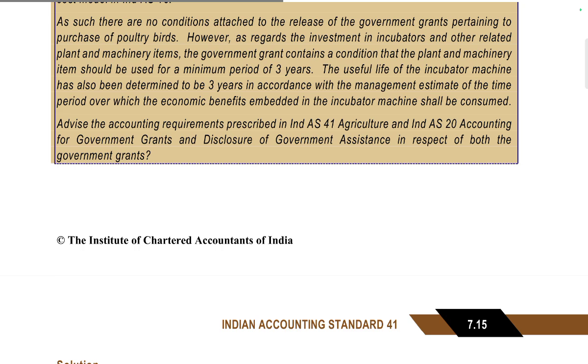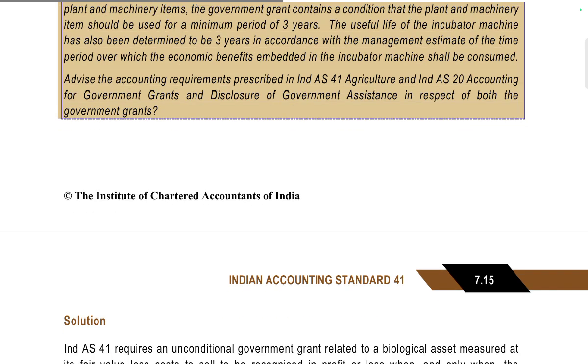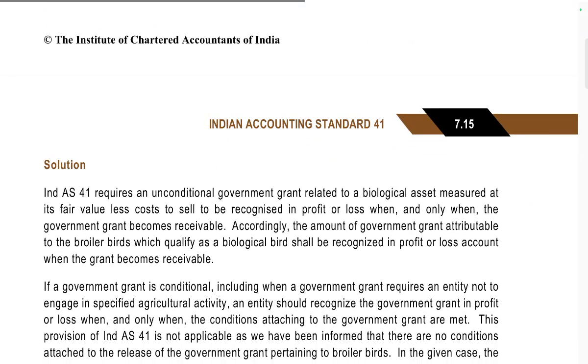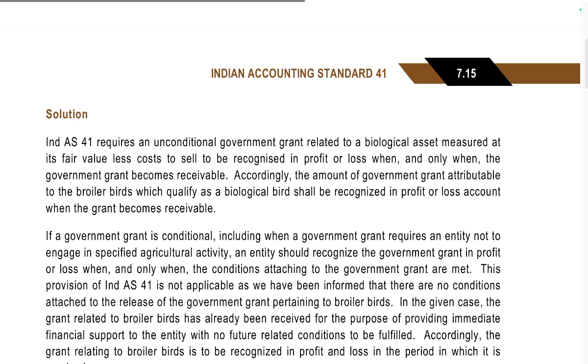Advise on the accounting requirements. Ind AS 41 Agriculture and Ind AS 20 Accounting for Government Grants and Disclosure of Government Assistance apply in respect of both the government grants. For an unconditional government grant related to a biological asset measured at fair value less costs to sell, it is recognized in profit or loss when and only when the government grant becomes receivable. Accordingly, the amount of the government grant attributable to the broiler birds, a qualifying biological asset, shall be recognized in the profit and loss account when the grant becomes receivable.